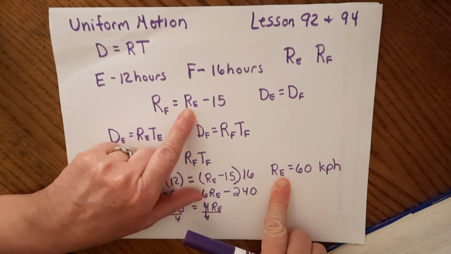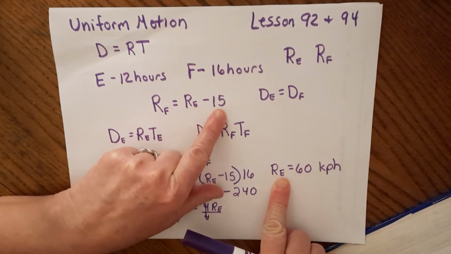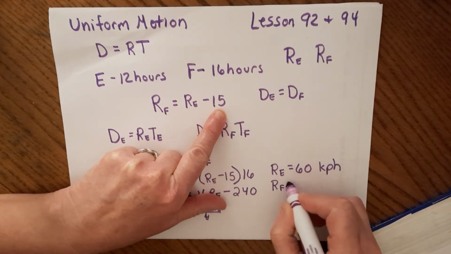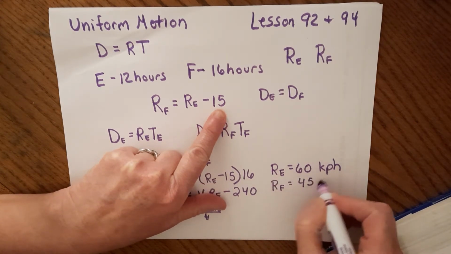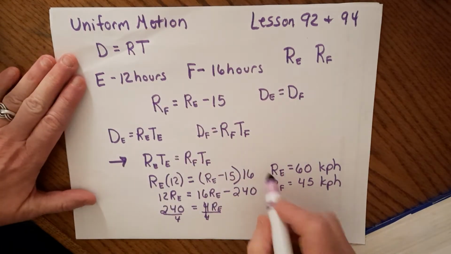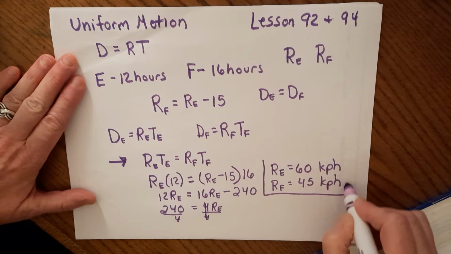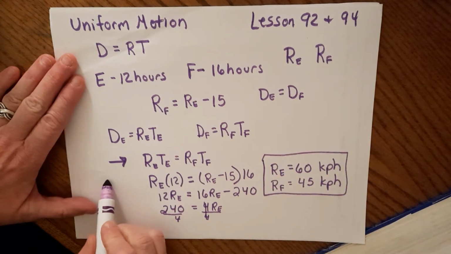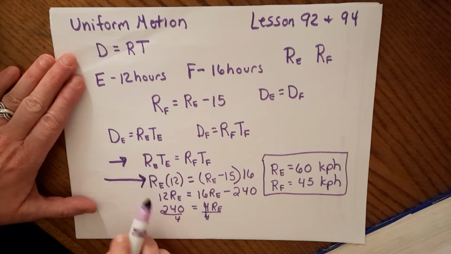If you recall, the rate of the freight train is 15 kilometers per hour less than that. So we know then that the rate of the freight train is 45 kilometers per hour. So that's how you find the answer to these types of problems. You have to write down the equations and then plug in what you know, getting it to an equation that has only one variable.